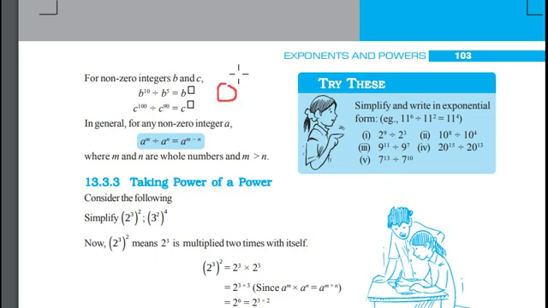But what about 0 raised to the power 0? This is still undefined. We don't know what it is. Generally, any number raised to the power 0 is equal to 1. Let any number be n, n to the power of 0 is equal to 1, where n is not equal to 0. For n equal to 0, we don't know what the value is.